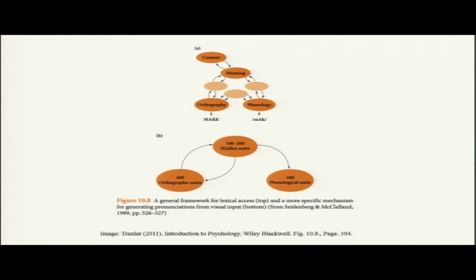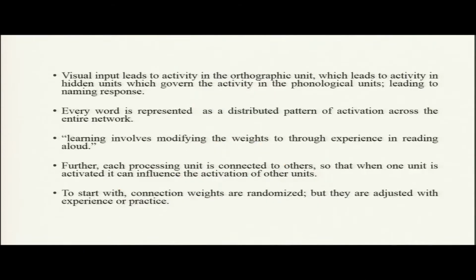So, in B you have a more specific mechanism for generating pronunciations. Part A is the entire model, and part B is the part of the model that is used to create pronunciation. So, how many units will be required for analyzing orthography to phonology?